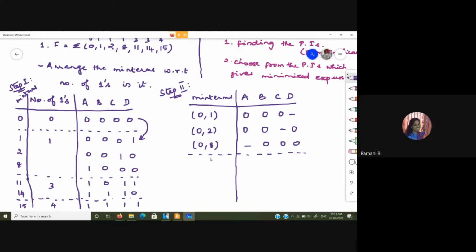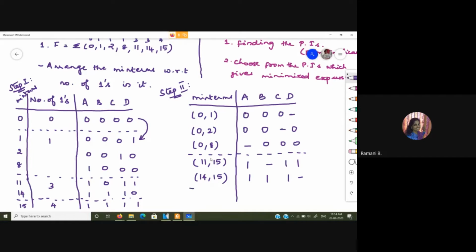We can only look for the combination for pairs with the adjacent group having number of ones 1 greater than that. Okay, so now comparing this 3 number of ones with 4 number of ones. So you will be comparing 11 and 14 with 15. So 11, 15. B alone changes there. So 1 dash 1 1. And 14, 15. So 1 1 1 dash.